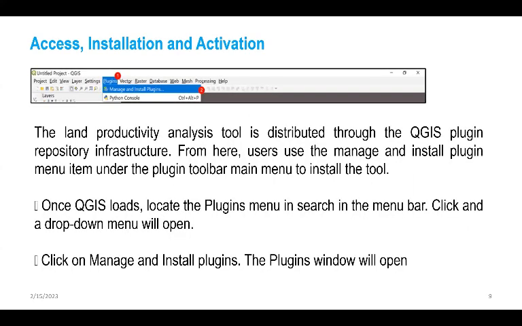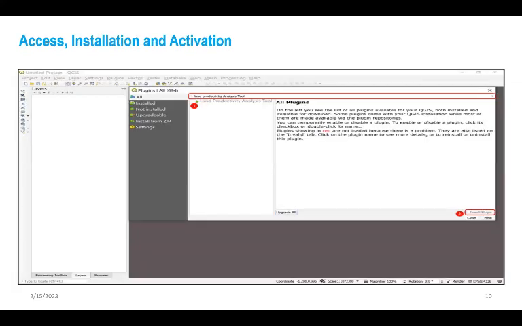QGIS will look something similar to this if you've just opened it. You trace a toolbar menu item called Plugins. When you highlight it, it will drop a menu called Manage and Install Plugins. When you click that, it will take you to a form from where you can type in the search bar land productivity analysis tool.